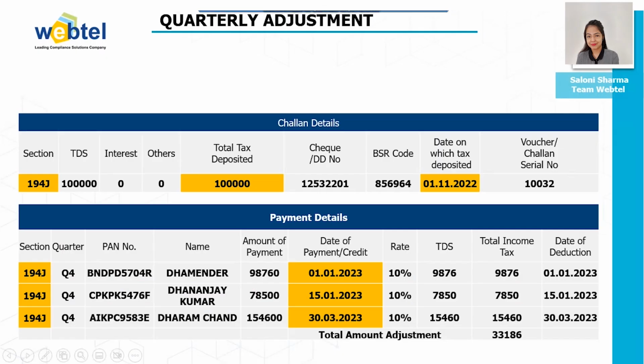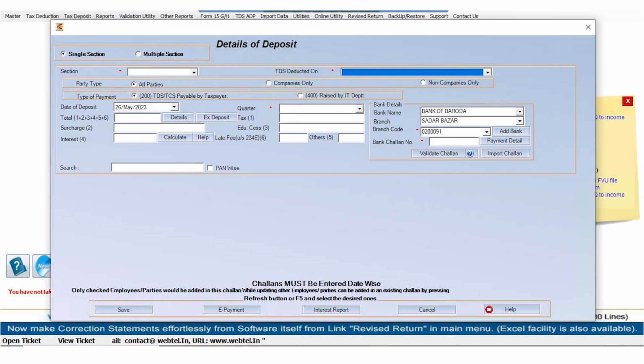Then our next case is quarterly adjustment. In case we have deposited an extra amount in quarter 3 and we want to utilize that extra amount in quarter 4, how can we show the details and how can we utilize the excess amount in another quarter?